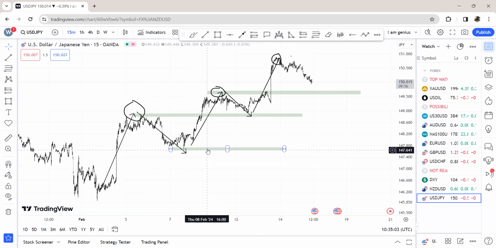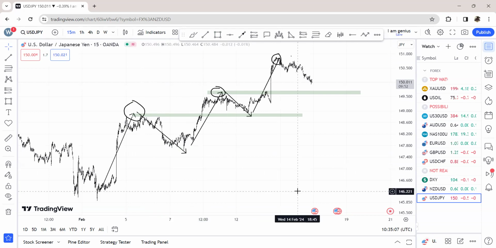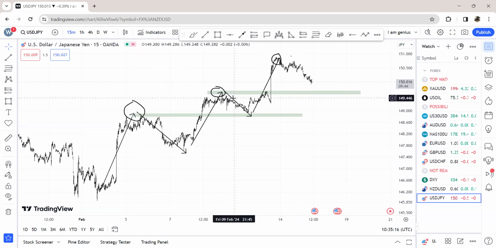Hope that makes sense. Then I can now remove this. We don't need it for now. So here's how the market is giving us opportunities. It breaks our resistance level, which will now turn into support. This here gives you an entry signal.